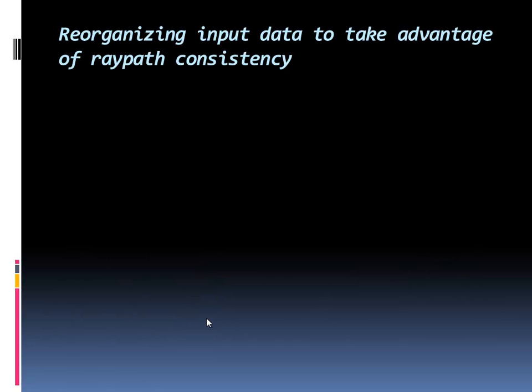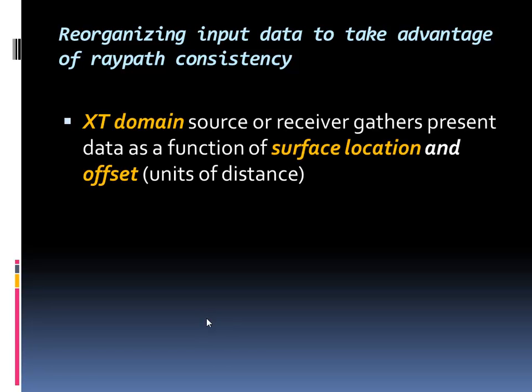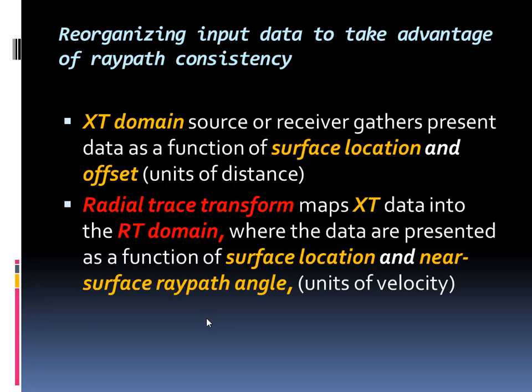Now, how do we reorganize input data to take advantage of this so that we can actually analyze seismic data and help to remove this near surface function? Well, in the XT domain, source or receiver gatherers basically present the data as a function of surface location and offset. We're all familiar with this. And the offset is in units of distance.